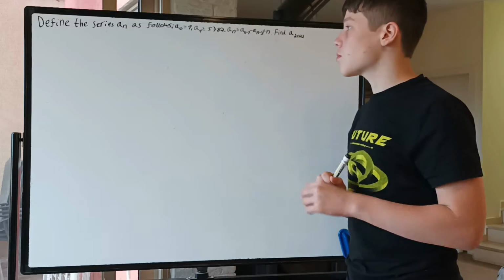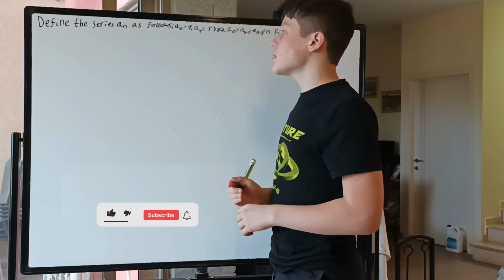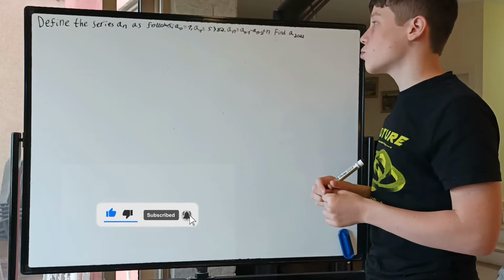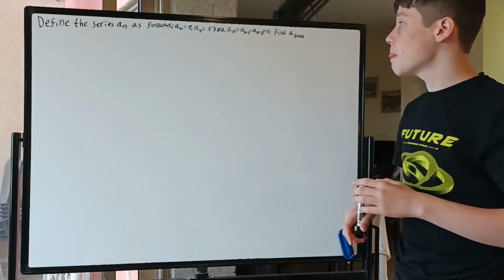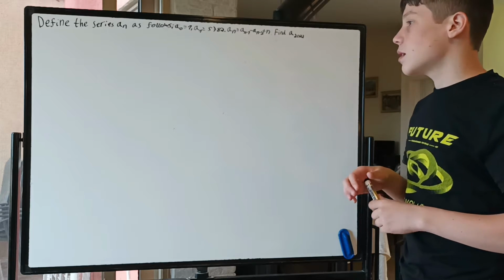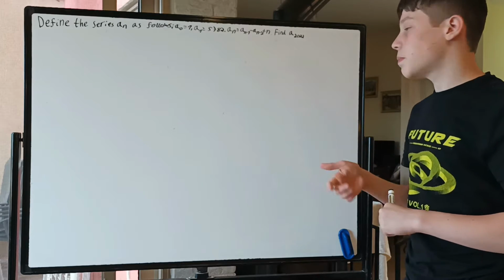Today we're going to do this problem. What are we going to do? So, define the series A_n as follows. We start with A_0 equal to 1, and A_1 equal to 5,782. And then A_n is A_{n-1} minus A_{n-2} plus n.